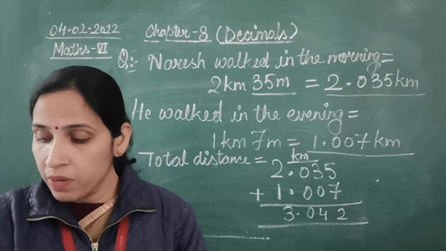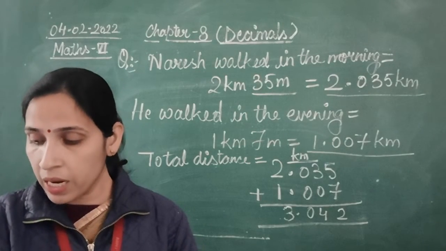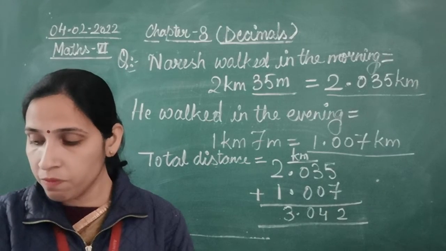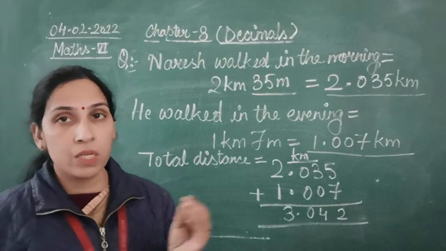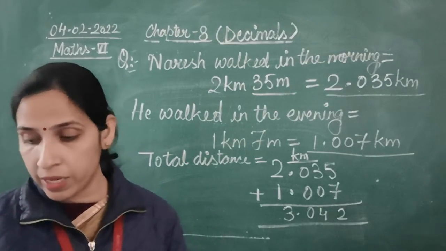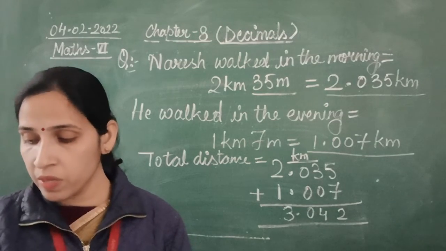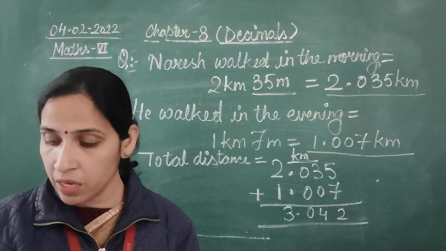Then Sunita travelled 15 km 268 meter by bus, 7 km 7 meter by car, and 500 meter on foot. All these distances you are going to convert into kilometer, and then you add them. Now how far is her school from her residence? Then you add it and you will get the answer.